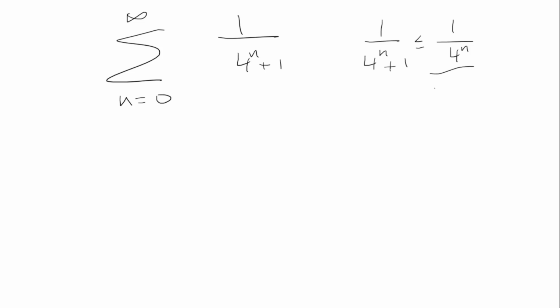So this converges because of the geometric series, where the absolute value of the ratio is less than 1. Here obviously it's 1/4. So by the direct comparison test, anything smaller than it will also converge. So this series converges.